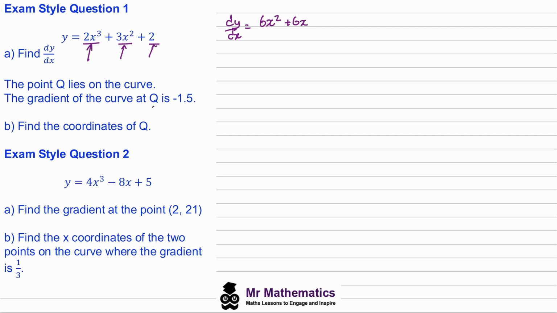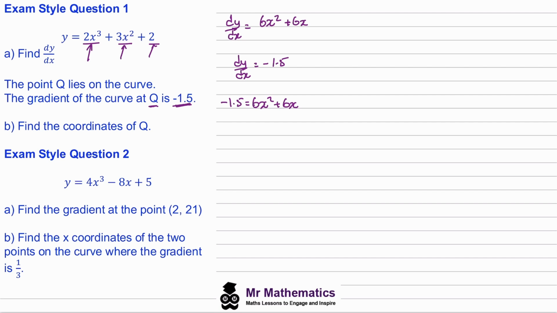And then for part B, we're told that the gradient of the curve at Q is negative 1.5. So dy by dx is equal to negative 1.5. We'll substitute this into here, and then we'll solve the equation for x. So negative 1.5 will equal 6x squared plus 6x.